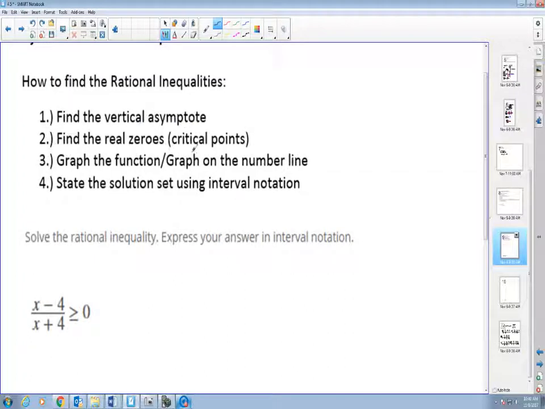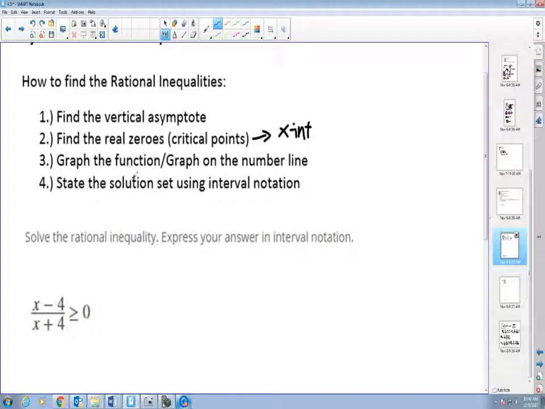Find the real zeros, or what they call the critical points. Here, these real zeros are basically the x-intercepts. I might use that wording more now, but the real terminology is the real zeros, the rational and the irrational zeros. That's what we're going to find, and those are the points where the graph will cross or turn at the x-axis.